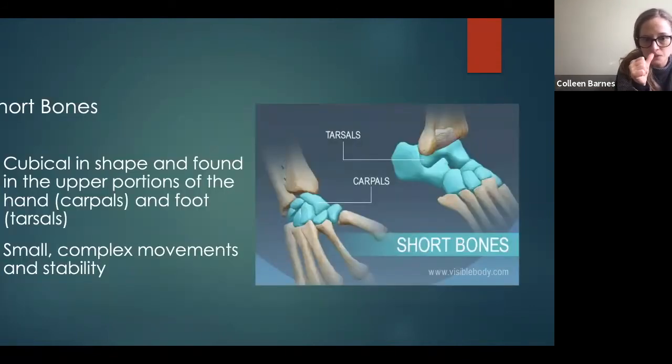Short bones, these are cubical in shape and found in the upper portions of the hand, which is carpals, and the foot, which is tarsals. That can be a little confusing too. These bones are for small, complex movements and stability. So we have the hand in this picture on the left with all these little short bones that all come together to form this hand that can rotate and move a lot, right?